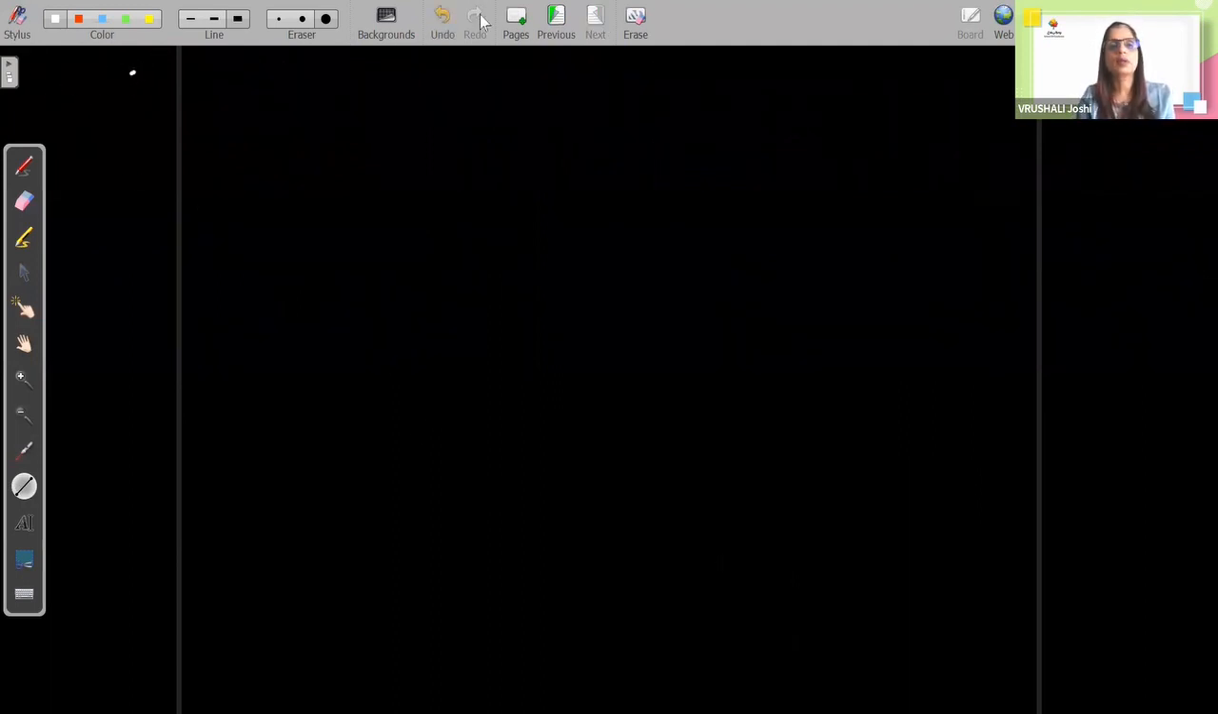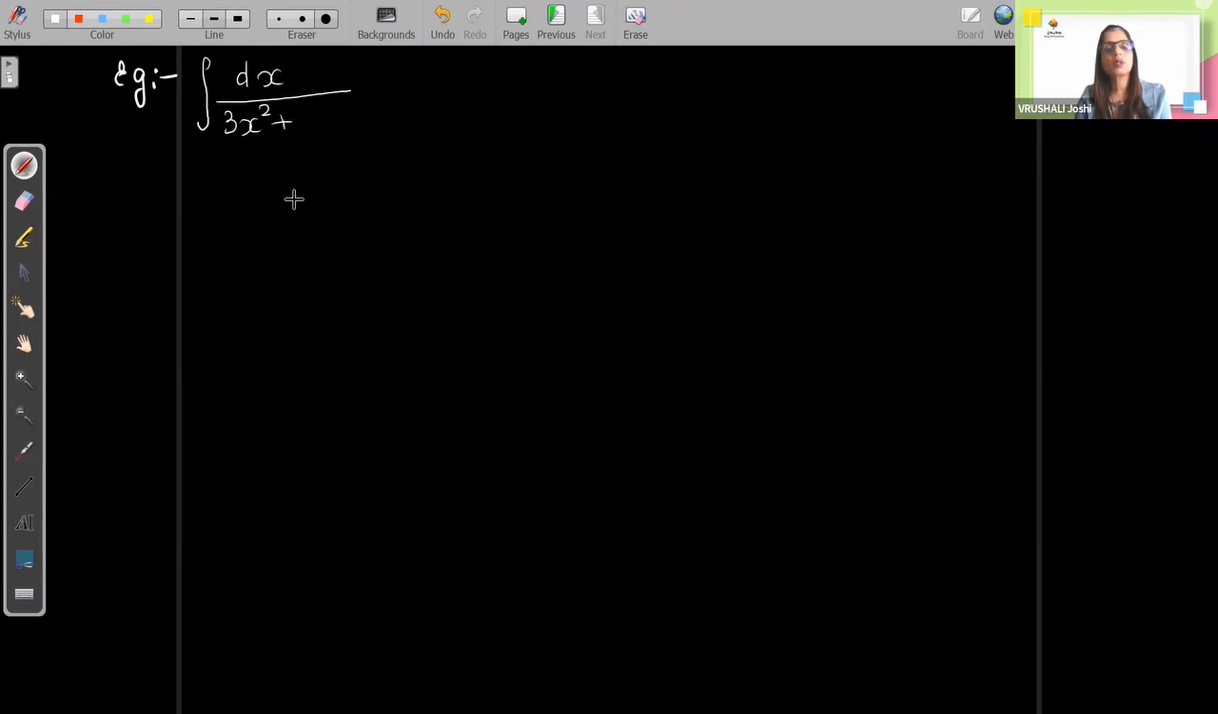We have... क्या करेंगे? Integration of dx by 3x square plus 13x minus 10. कैसे करेंगे इसको? करेक्ट, आसान है.